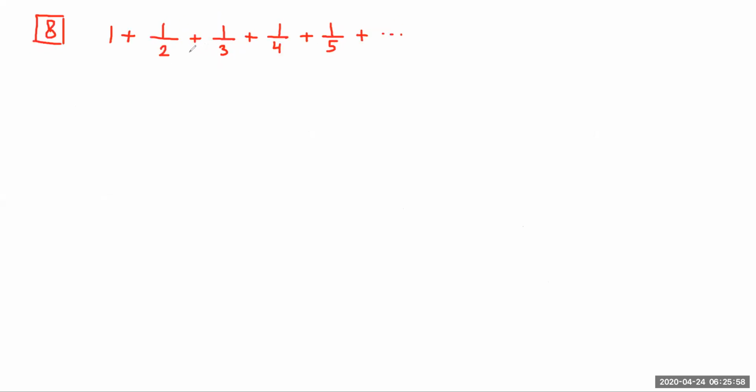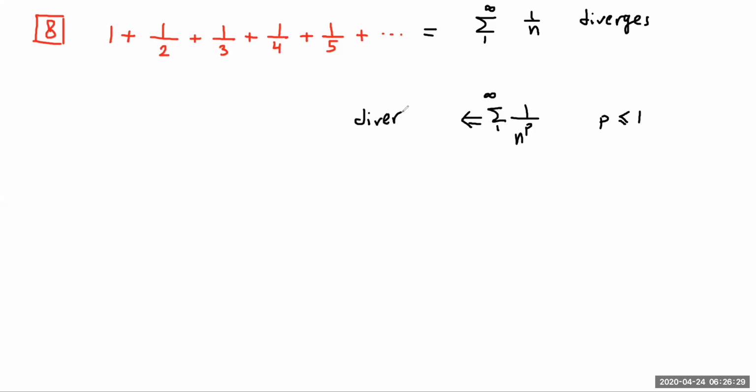Now, this exercise: 1 plus 1 over 2 plus 1 over 3 plus 1 over 4 plus 1 over 5. This is sigma 1 over n from 1 to infinity. And using the integral test, this diverges, because it's of the form 1 over n power p and p is less than or equal to 1, so it diverges. So I have sigma here from 1 to infinity, so it diverges.